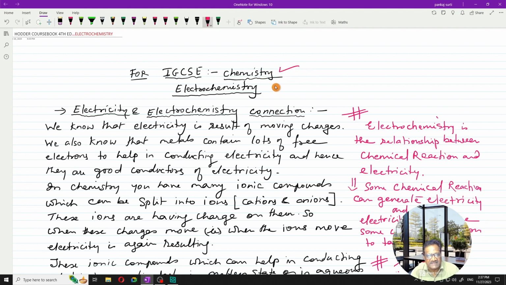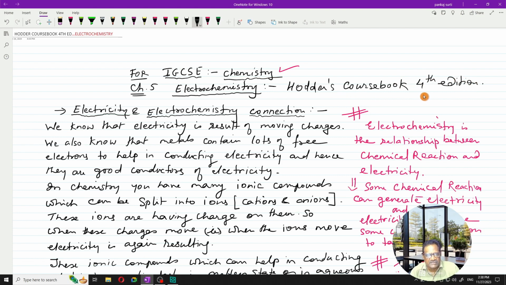The name of the chapter is electrochemistry. This is, I suppose, chapter number 5, and the book that I am referring to is the Coursebook, Hodder's publication. Hodder's Coursebook in chemistry, the fourth edition, the very latest one. So this is the book I am referring to.